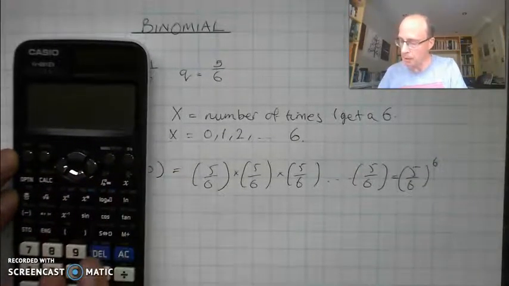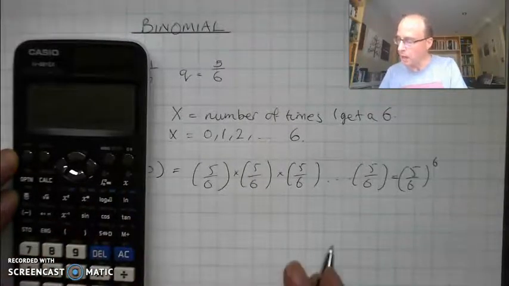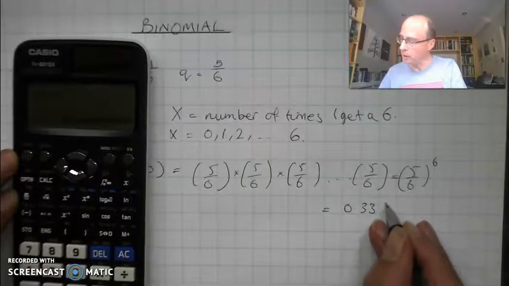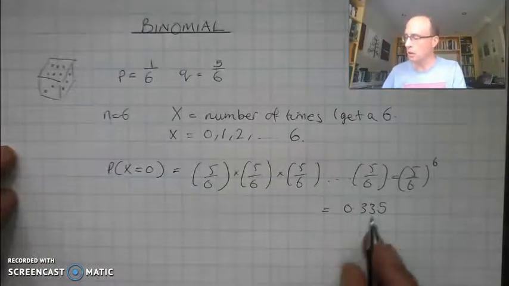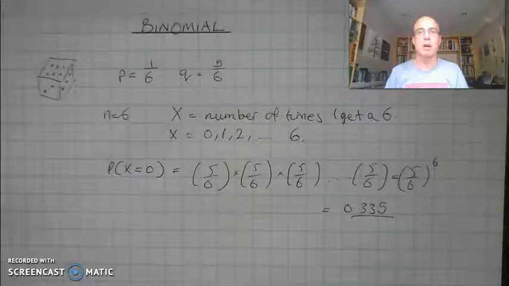So I can pop that into my calculator, 5 divided by 6, to the power of 6, and I get the value 0.335. So 33.5% of the time, when I roll 6 dice, I expect to get no 6s.